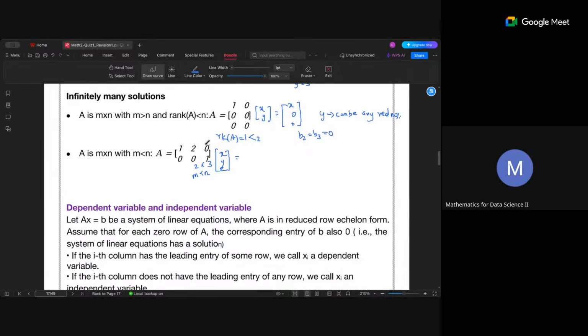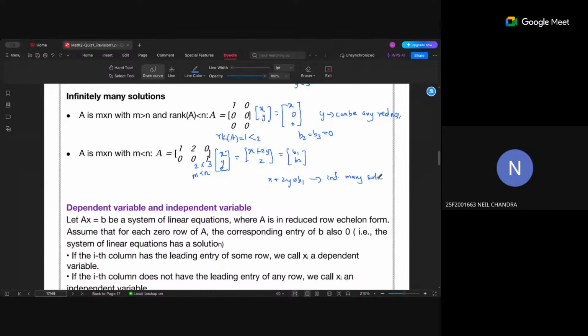So here if you multiply this, what will you get? x plus 2y, and then you will get 0. So let us say this is some b1, b2. Then you see that x plus 2y equals b1. This has infinitely many solutions.